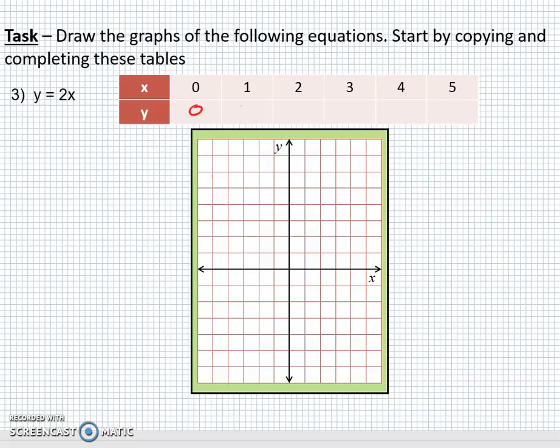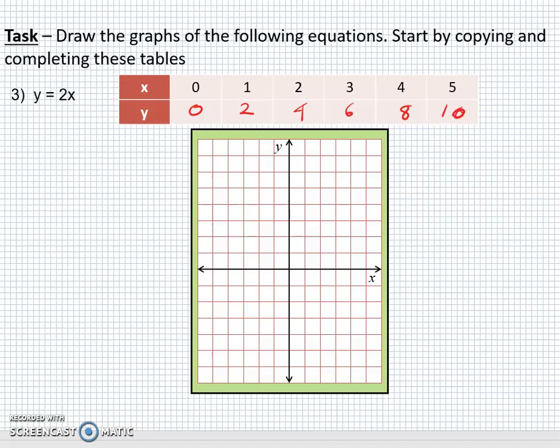1 times 2 is 2. 2 times 2 is 4. 3 times 2 is 6. 4 times 2 is 8. And 5 times 2 is 10. So that's step 1 completed.